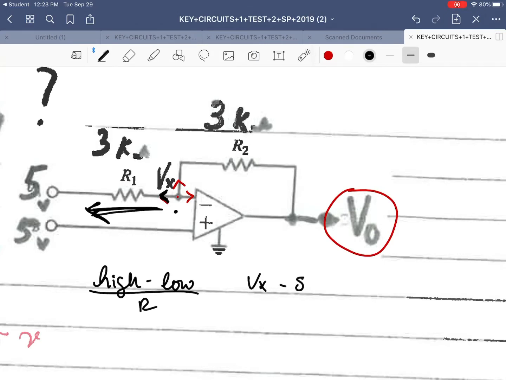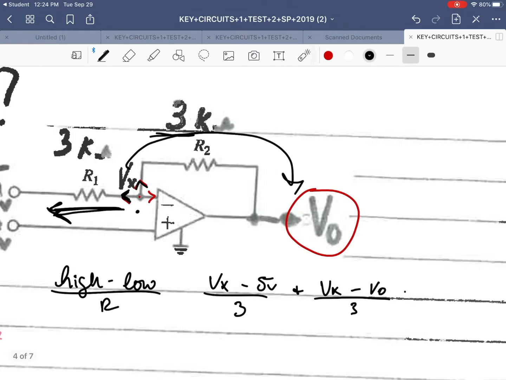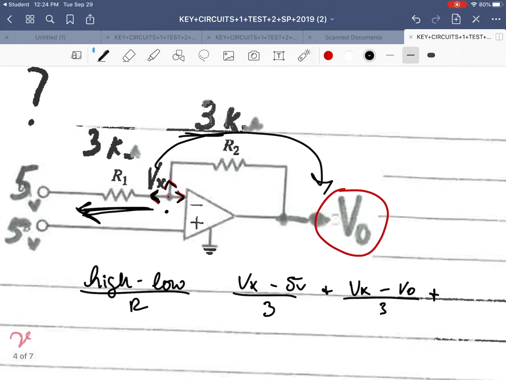So Vx minus 5 volts over resistance 3, plus what is this branch up here? So the high Vx minus the low VO over resistance, which is 3 here as well, plus this last branch, the right one there. And one of the laws that we are given is that the current flowing into this is always going to be 0.